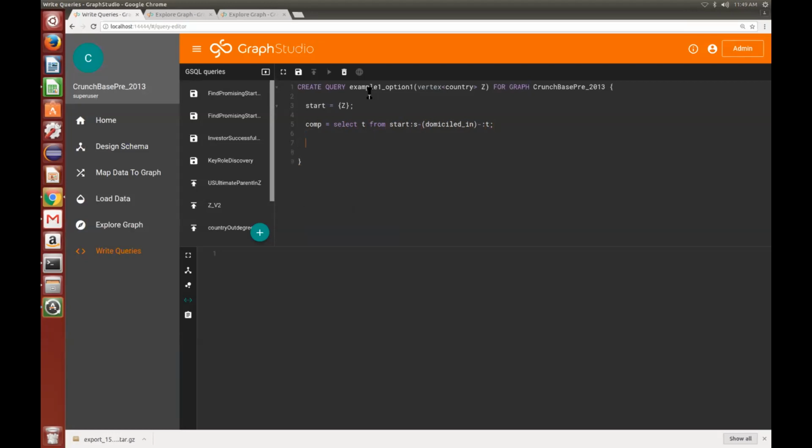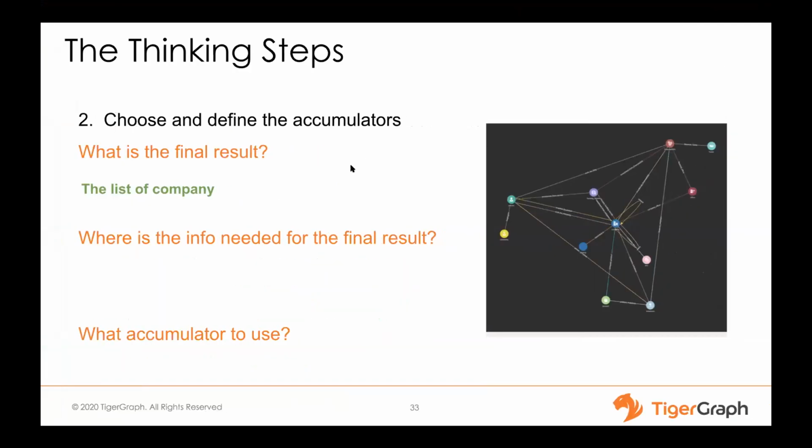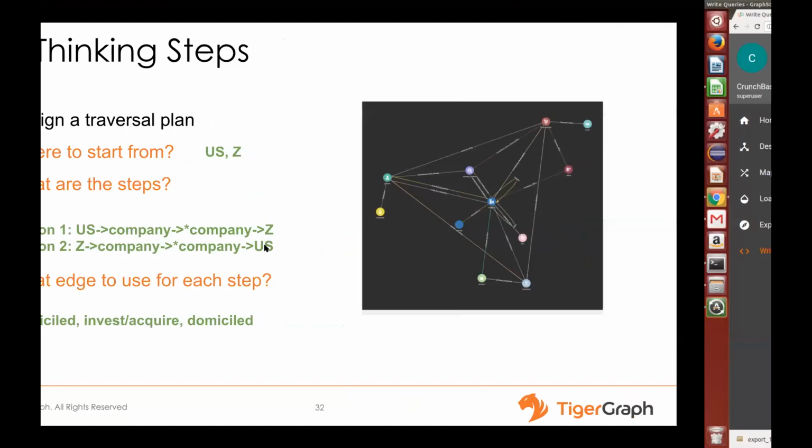Okay, so these are the companies in company Z. And then next, if we look at our questions, we know we start from Z, and then we traverse to the company. The next thing is we want to find the subsidiaries of this Z company, right? Then we need to follow these two edges. But there are non-deterministic hops, so we need to use a while loop to implement this logic, right?